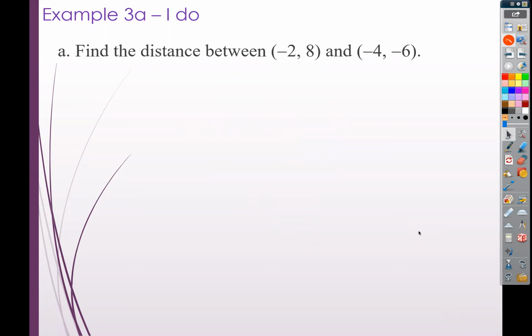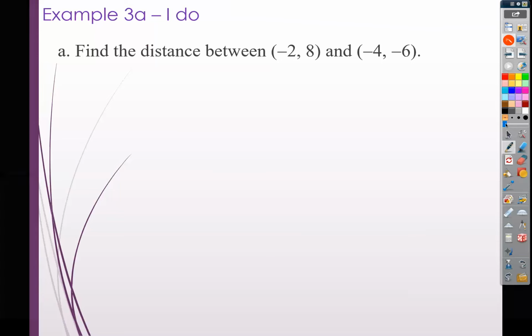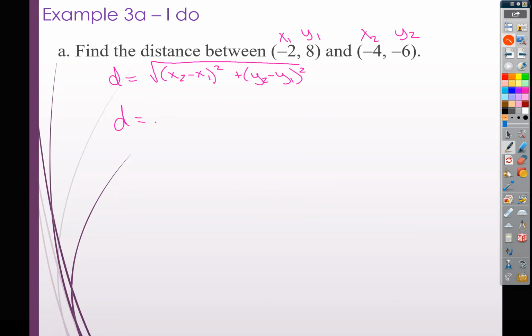So 3A says find the distance between the 2 points. Okay, so we are going to write the formula down. So we have D equals the square root of x2 minus x1 squared plus y2 minus y1 squared. So this is going to be my x1, y1, x2, y2. So basically I just plug in those numbers and see what the answer is.